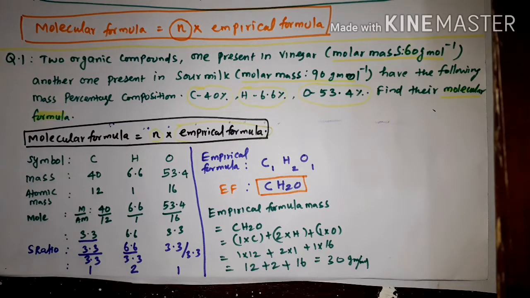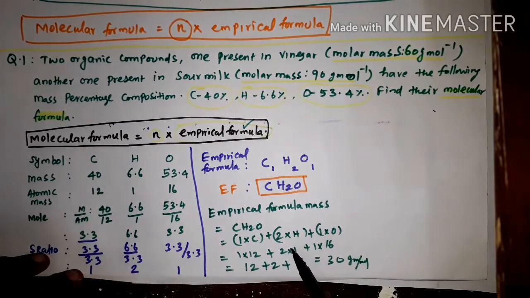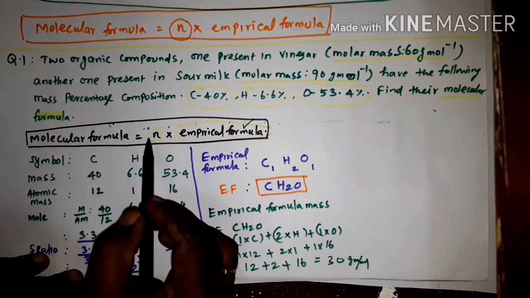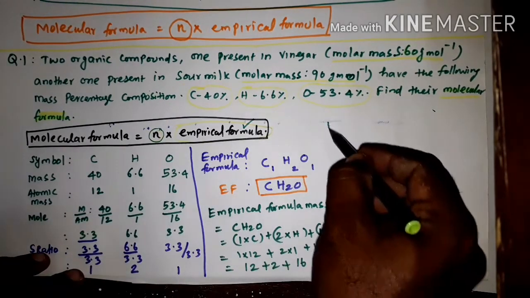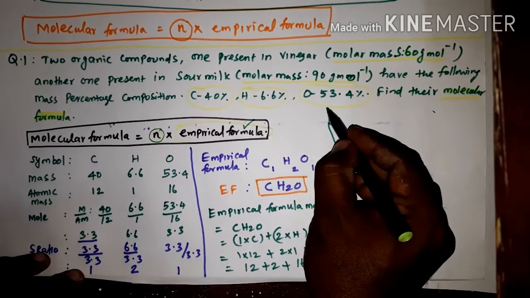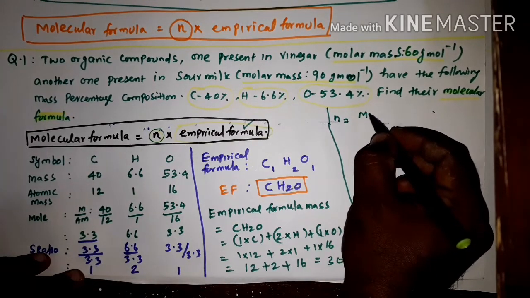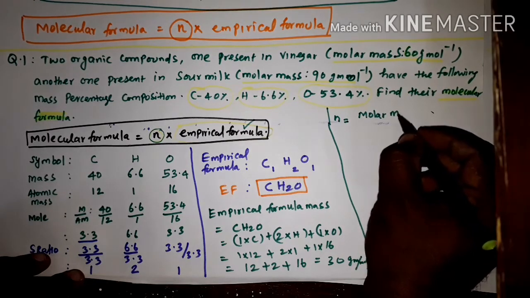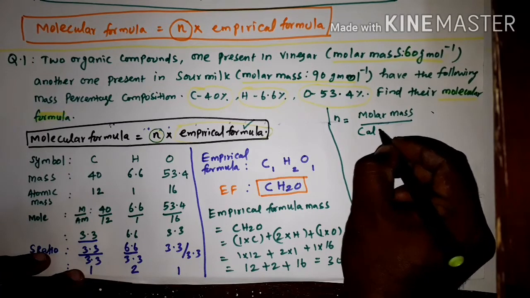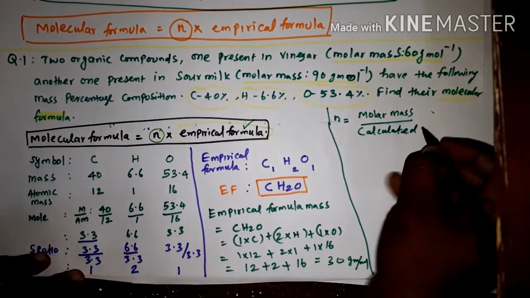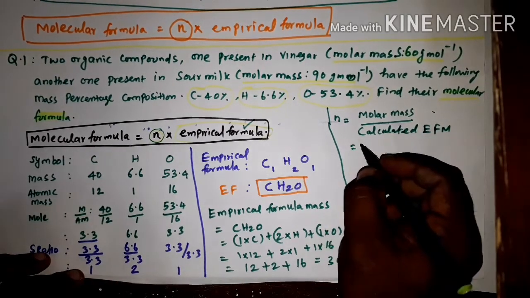Now you have calculated the empirical formula and the empirical formula mass. Now we are going to calculate the whole number n. So the formula is n equals the molar mass of the compound divided by the calculated empirical formula mass.